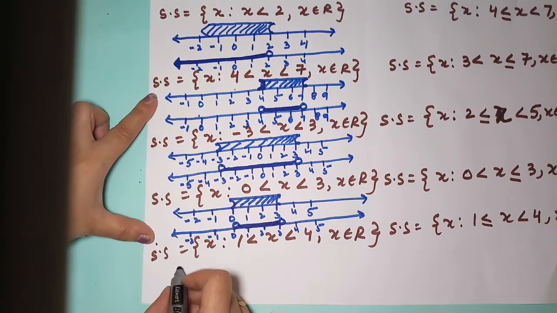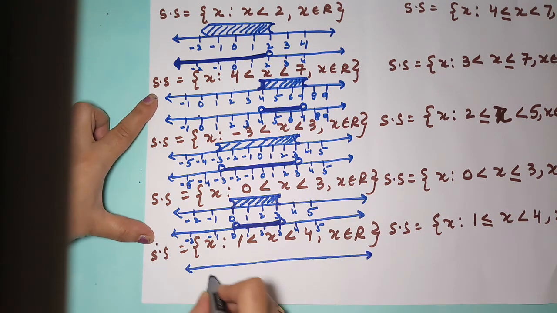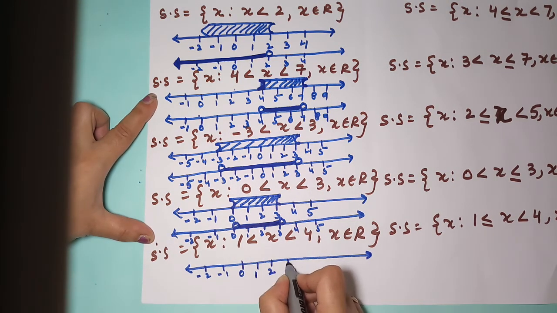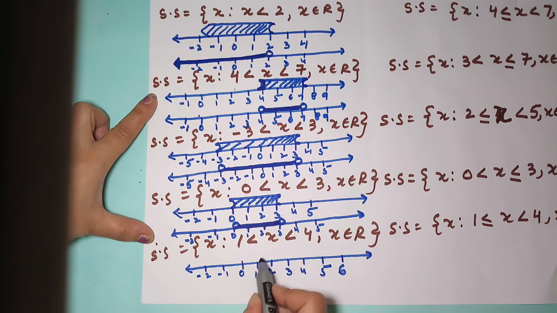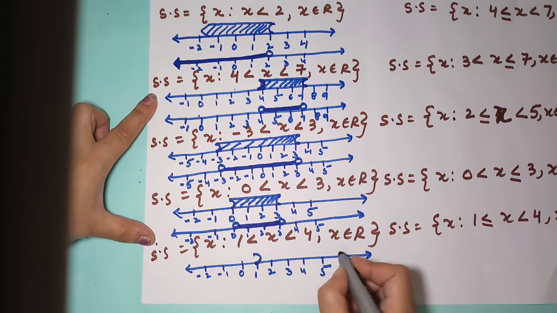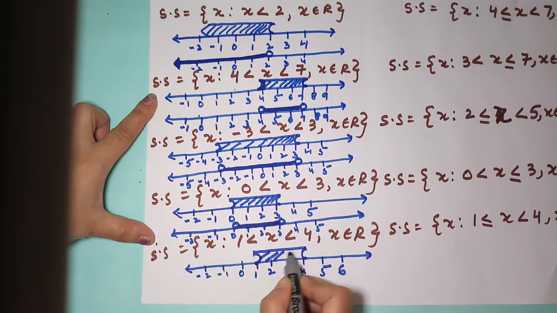Now this example, draw a straight line: -2, -1, 0, 1, 2, 3, 4 and 5. Let me put one more number, 6. Go to 1, no equality sign here, place an arc here. Go to 4, no equality sign here, place an arc here and then shade this portion, right? Okay.